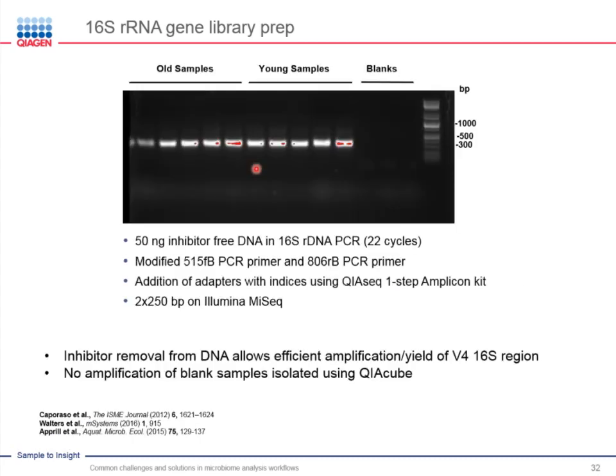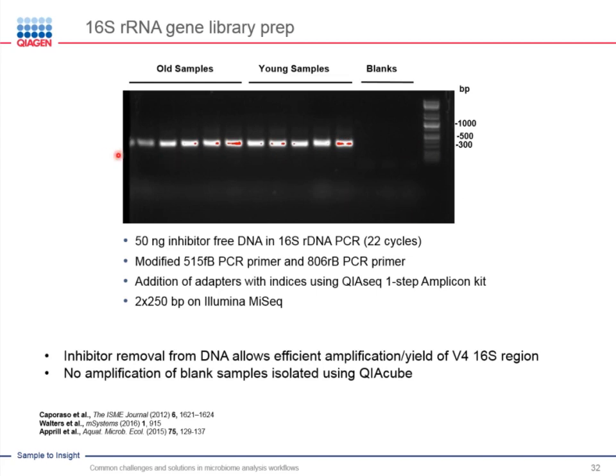50 nanograms of inhibitor-free DNA were used, and 22 PCR cycles were done with the modified Earth Microbiome primers. Here are the PCR products, so we succeeded to amplify a sufficient amount of 16S amplicon for each of the samples. And not to forget, the blanks are empty sample preps on the QIAcube HT, so we have no background coming from the kit.